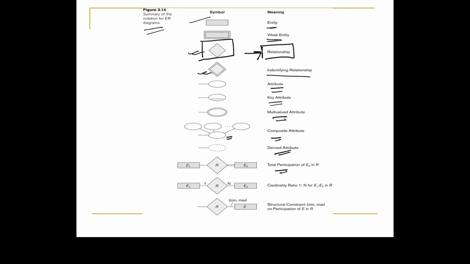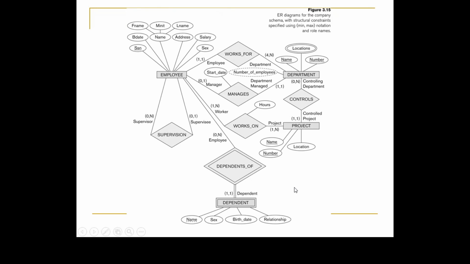Total participation of employee E2 in R. Employee E2 is participating totally. Cardinality ratio 1:n for employee E1 to E2. That means one employee is participating with all other employees in some relationship. And then the structural constraint, min and max on participation of E in R. We will see examples of that. So this is a complete ER diagram. You can see that in the complete ER diagram, everything is there.